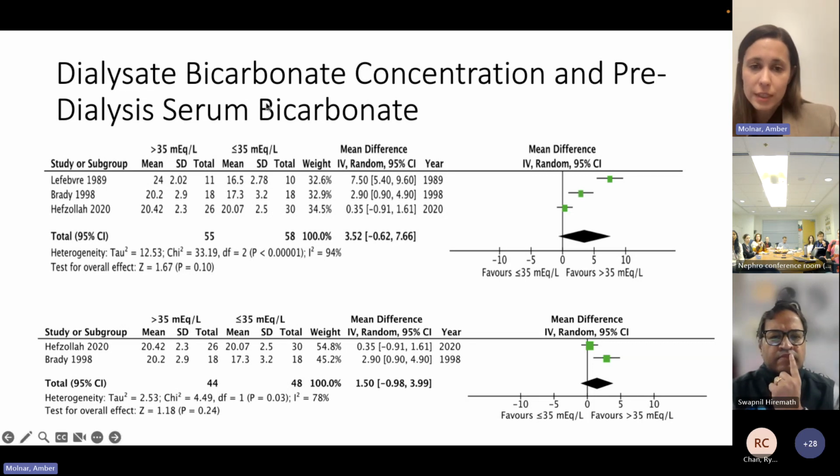We then removed this top study here because it did look like the patients included in this trial were somewhat different than the average dialysis patient, especially in the modern era. And the difference was then attenuated, and only a difference of 1.5 millimoles per liter was found. And again, the lower limit of the 95% confidence interval was crossing 0. So really not a significant difference or significant impact.